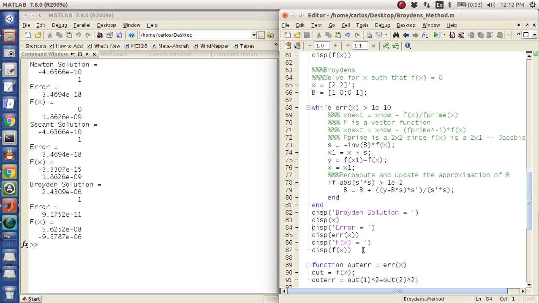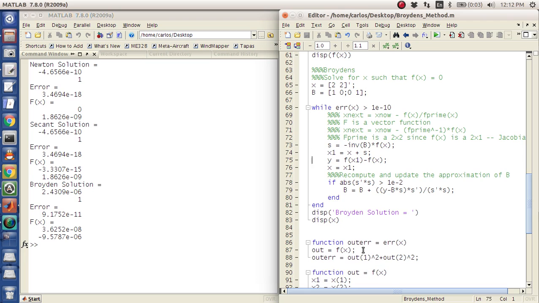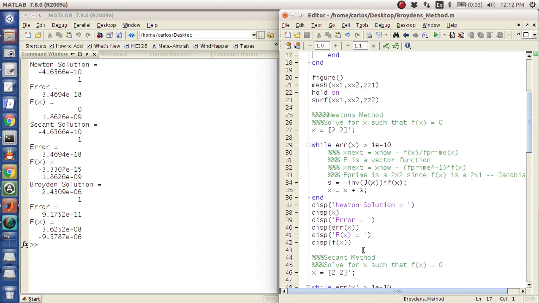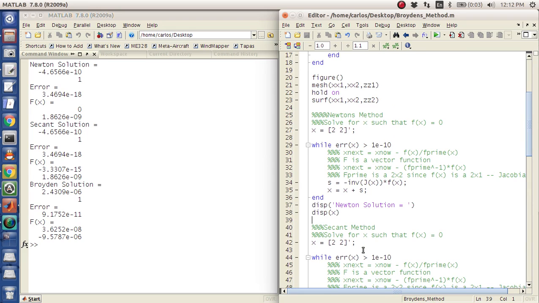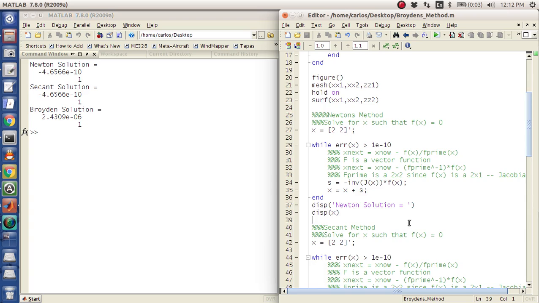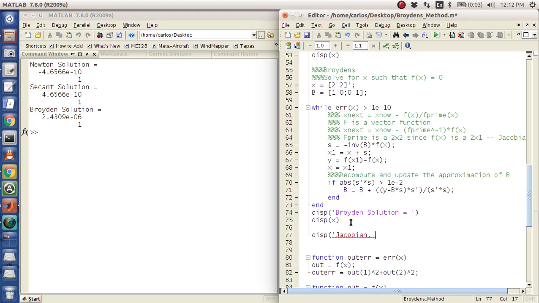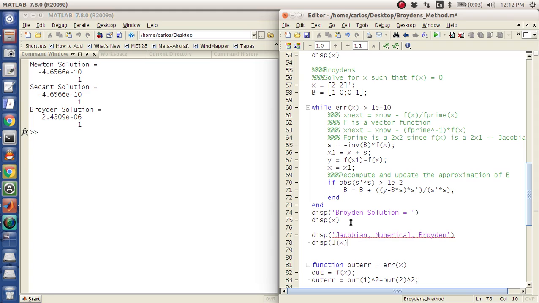I'm curious. Let's get rid of all the errors, because we know they're all the same. Okay, so there's all the solutions. They all converge to pretty much the same thing. But what I'm curious about is let's display the Jacobian, numerical, and Broyden. So I'm going to display J of x, J numerical of x, and B. And I'm curious to see what they are.